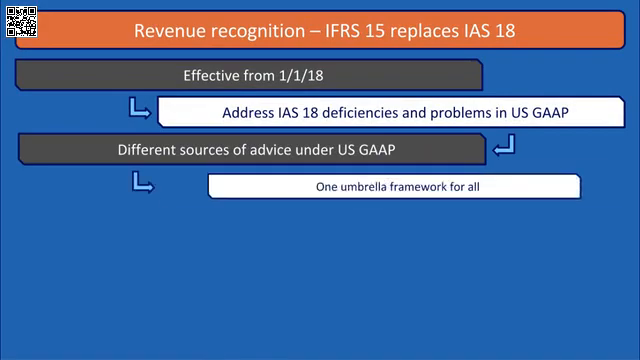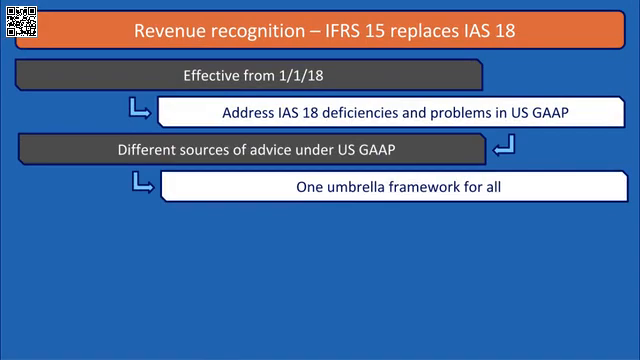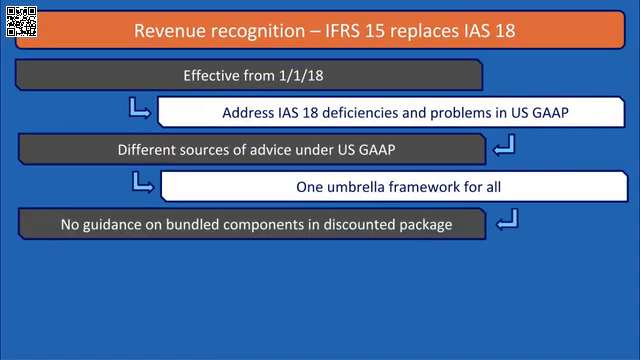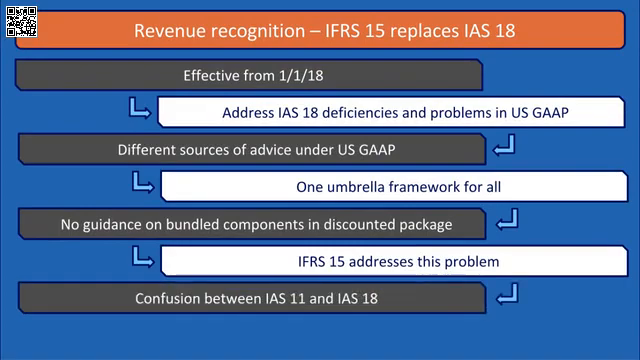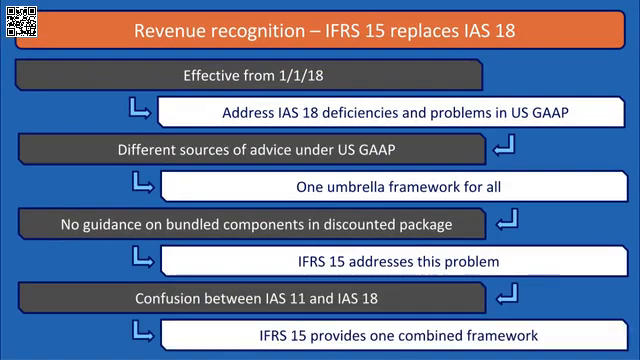There was the need to create one umbrella framework that could be followed by all entities in the US, irrespective of industry or location. In IAS 18, there was little explicit guidance as to how to deal with bundled components in a discounted package. Therefore, IFRS 15 is structured specifically around this problem. Furthermore, it was often difficult to know whether to apply IAS 11 construction contracts or IAS 18 revenue recognition. IFRS 15 combines both of these standards into the one framework.